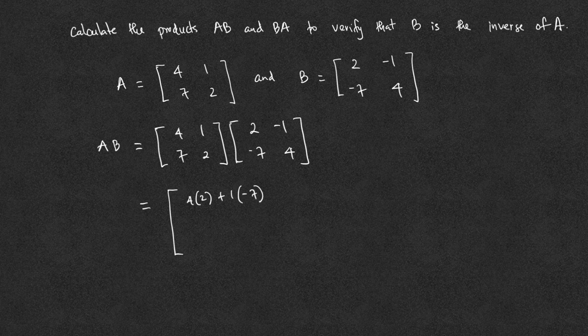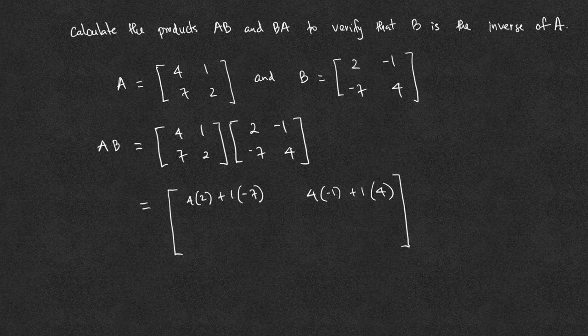Next, we take the first row in the first matrix and multiply the second column in the second matrix to obtain an entry in first row, second column. This is an inner product, 4 times negative 1 plus 1 times 4, and this will be only one number.